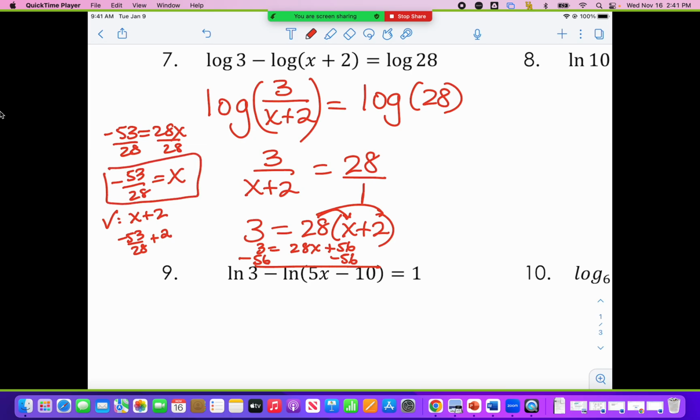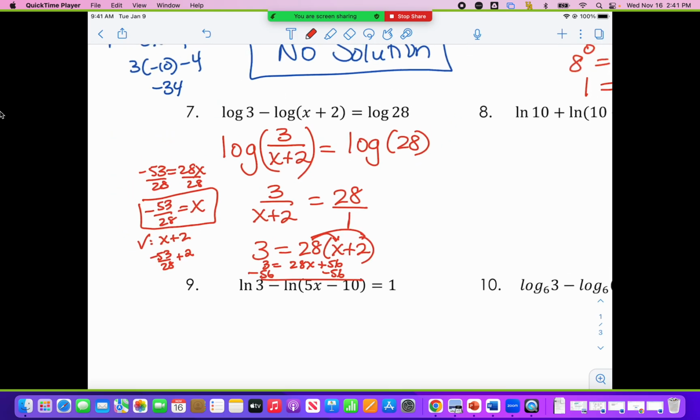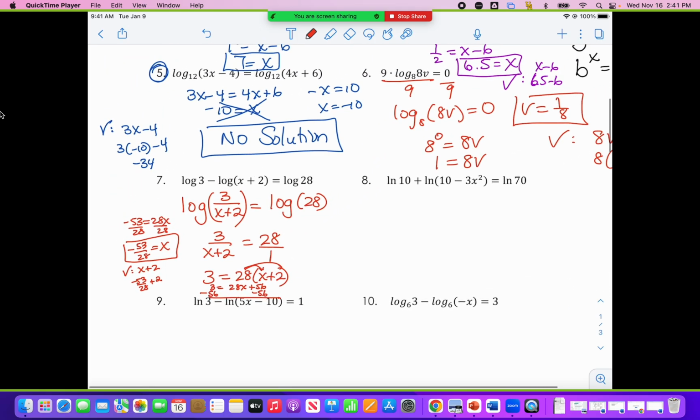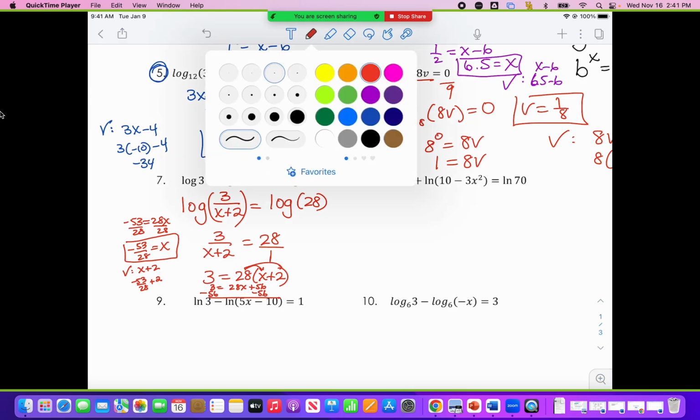But do you see how we reasoned it out and we didn't touch a calculator? So I want you to know that our brains are very powerful. We just have to tap them. All right, let's try number 8.